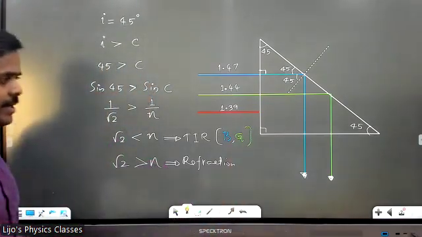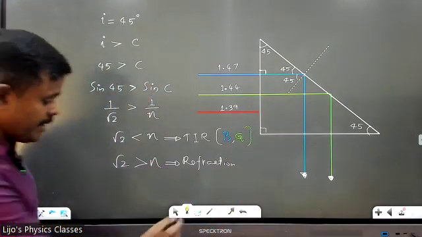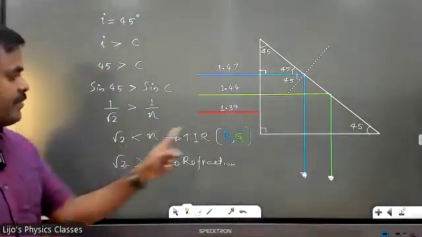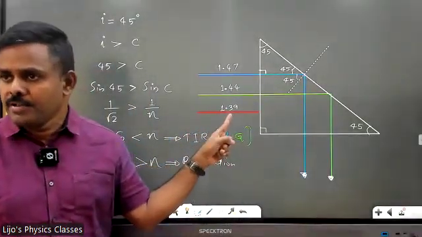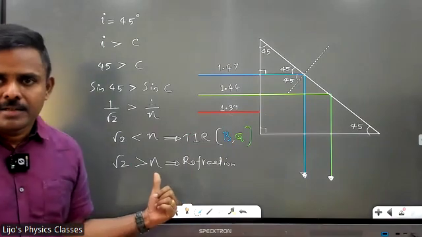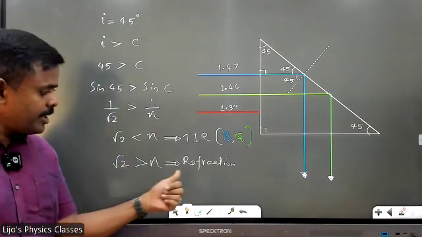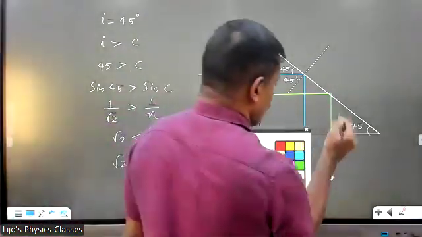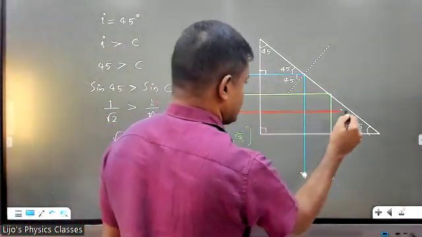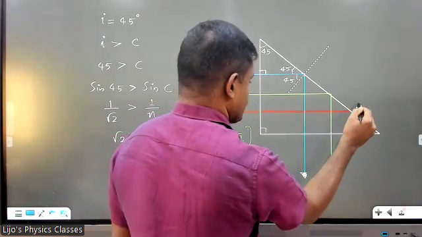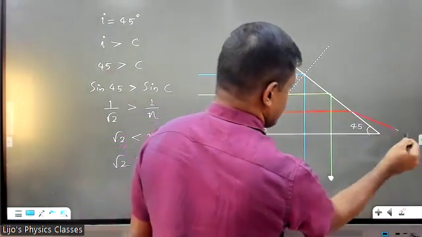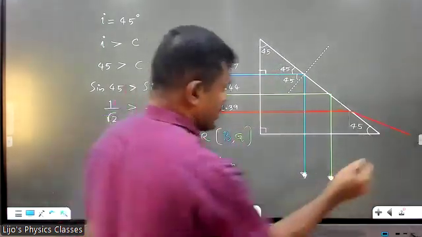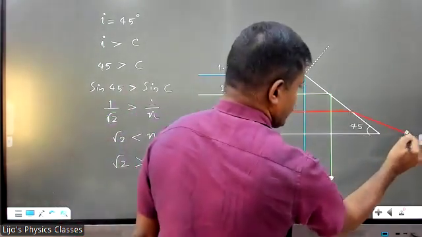Now, how about red? Tell me about red. Red's refractive index is 1.39, no? Which is less than root 2. Less than root 2 means it should undergo refraction. Refraction means what? It should go out of this. It should come straight like this, and then it should go out of this. It should undergo refraction instead of total internal reflection.